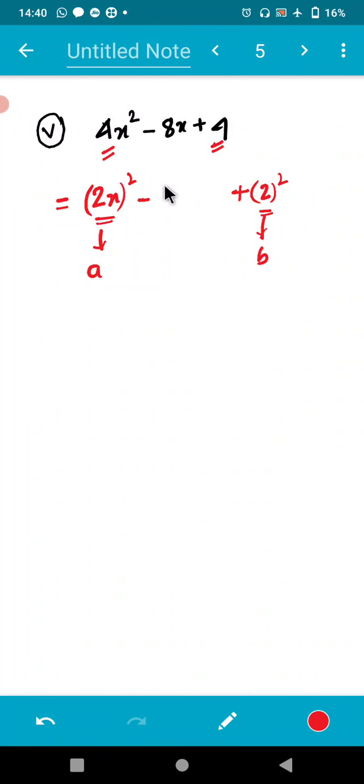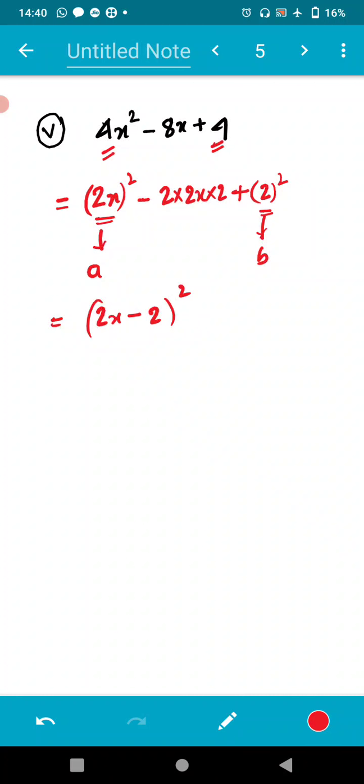Now in between, what we have to write? 2 into a is what? 2x, and what is b? 2 only. So in the next step, what we have to write? A minus b whole square. So a is what? 2x, and what is b? 2. That's it.